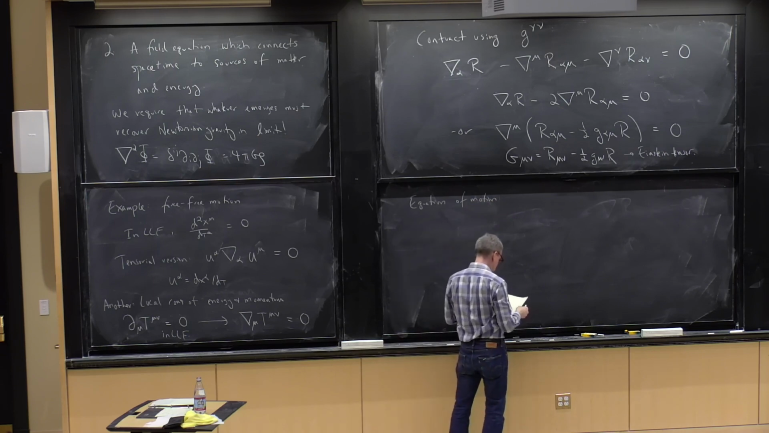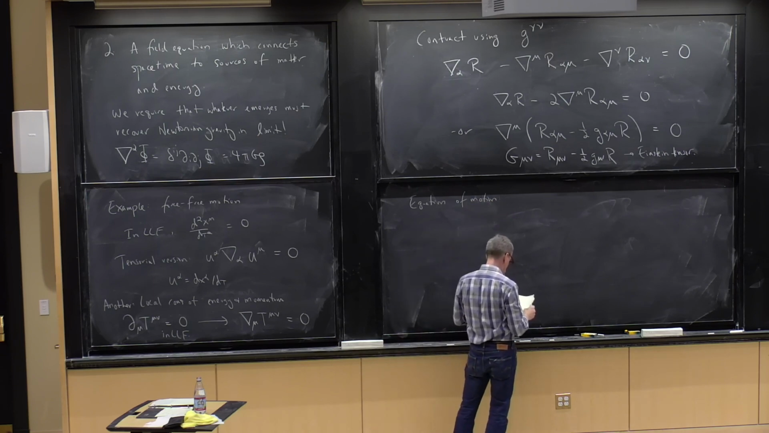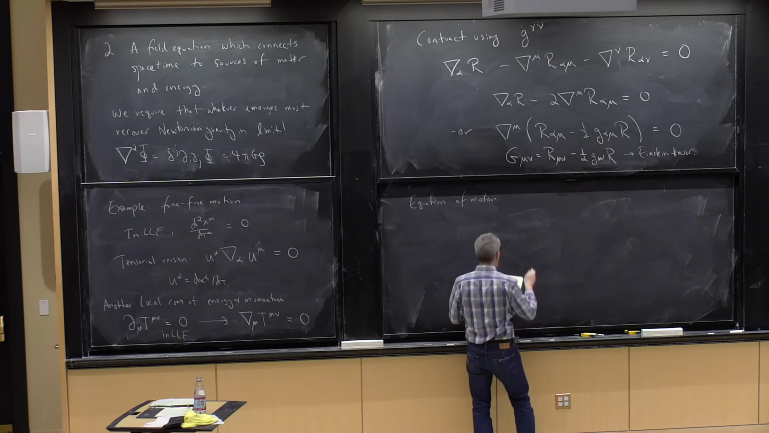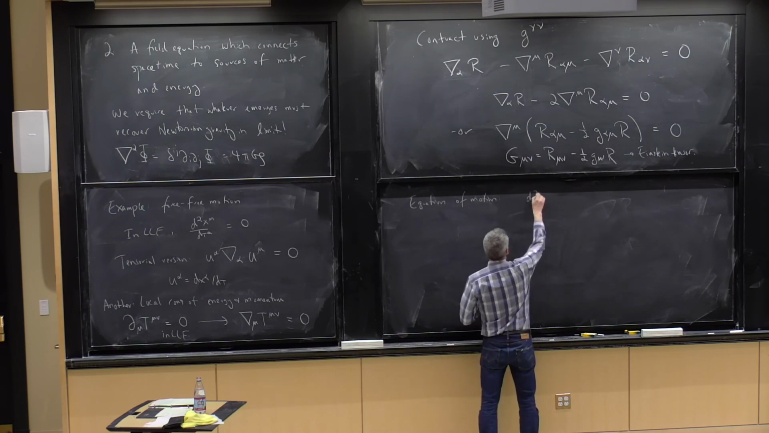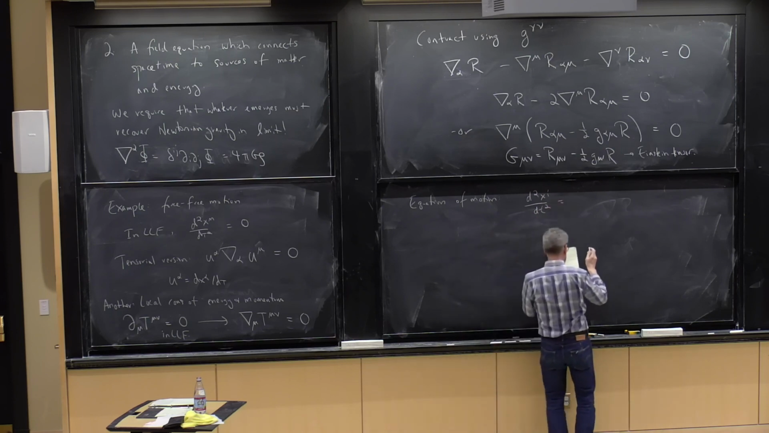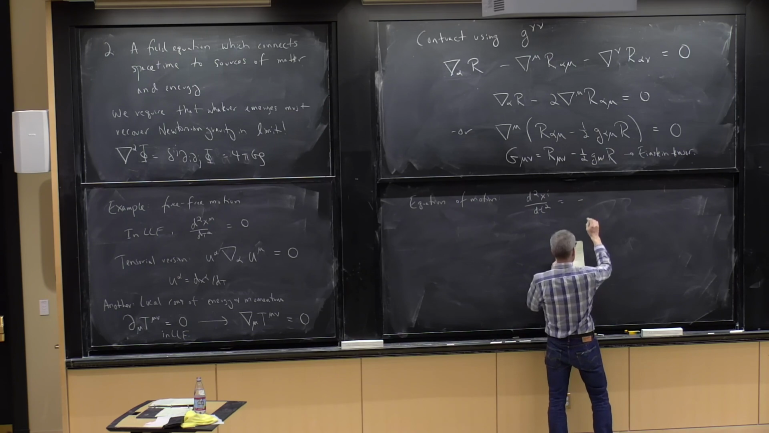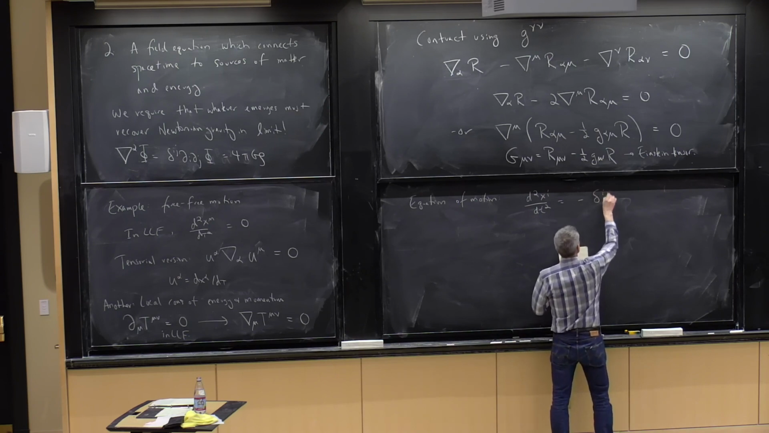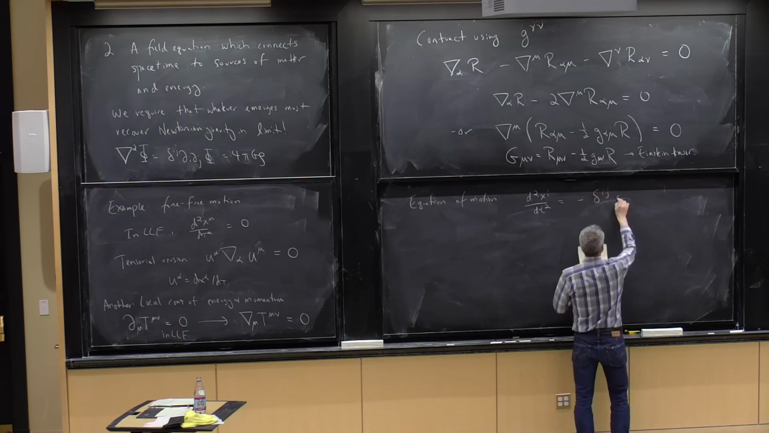So our equation of motion was that we can write it as the acceleration of an observer is related to the gradient of the potential.